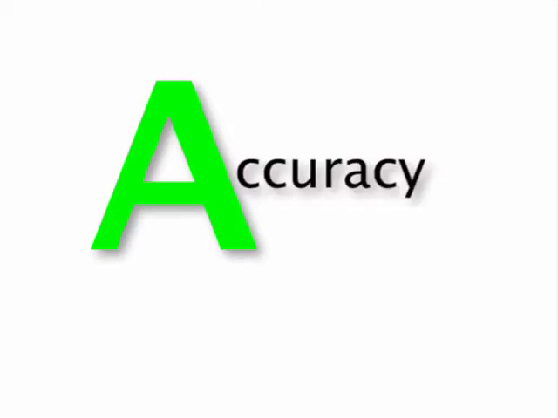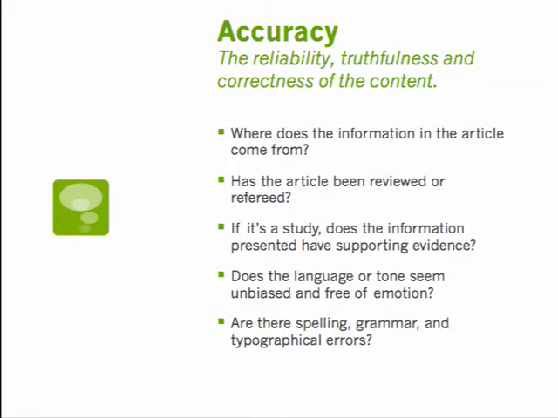The other A is for accuracy. Accuracy looks at how reliable and correct the information is that is presented in the resource. One way to determine accuracy is by looking at the sources that are cited by the author in the bibliography. That will tell you where the information came from. You can take the resources that are used in the article and check them in Google Scholar to check the citations, or just to see if other sources have cited them in their research. Other questions might include: has the article been reviewed or refereed? If it's a study, does the information presented have supporting evidence? Does the language or tone seem unbiased and free of emotion? And are there spelling, grammar, or typographical errors?